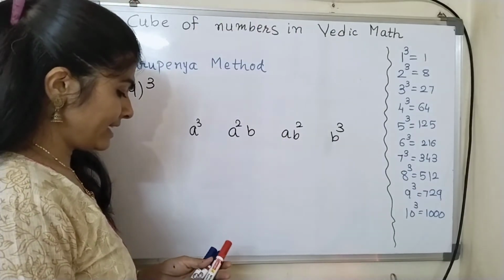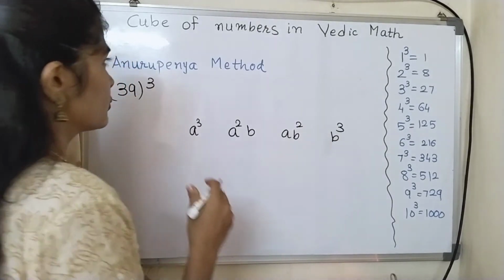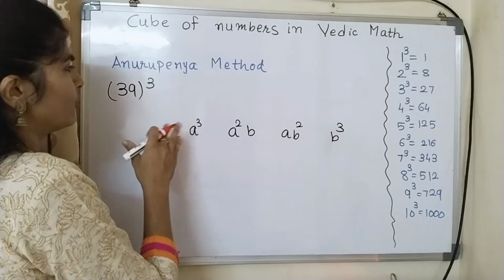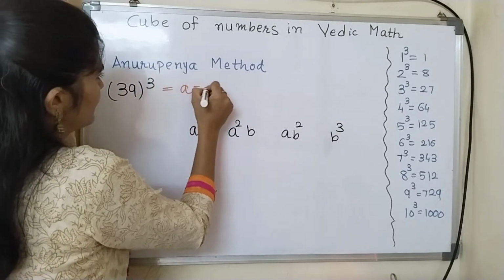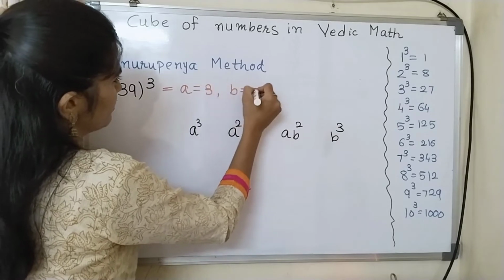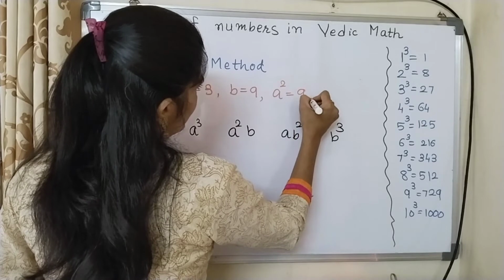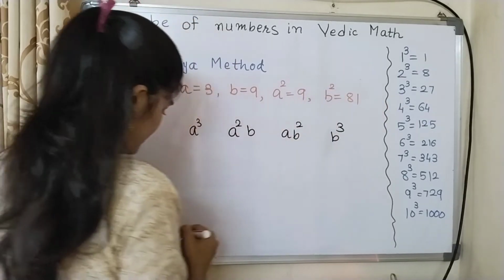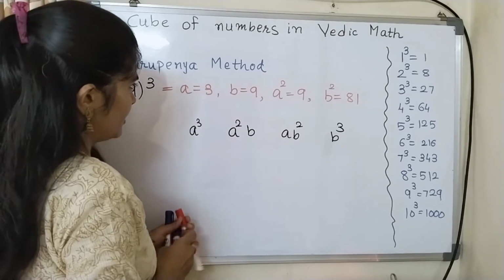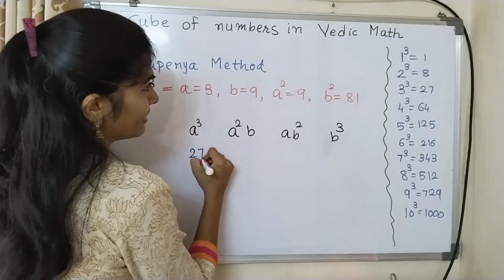Cube of 39. Now you can see that it is not closer to the multiple of base 10. So these can be done with this Anurupenya method, but not the previous one. So here I can say that my A is equal to 3 and B is equal to 9, and A square is 9 and now B square is 81, right? Now next one is we need to write cube of 3, which is 27, right?